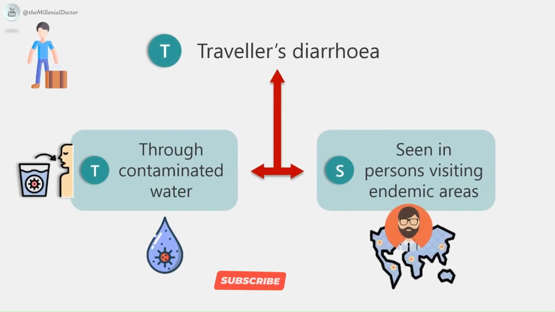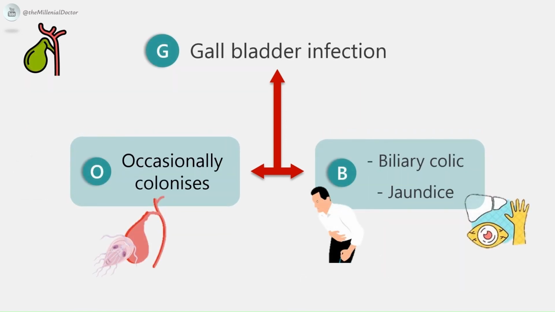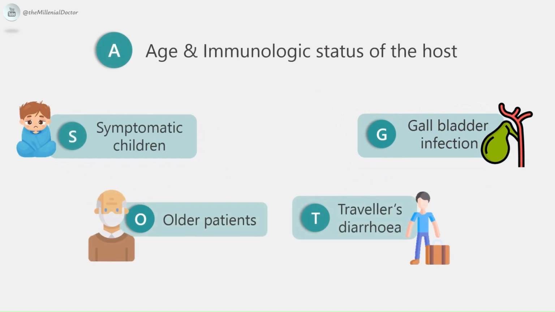Next, the traveler's diarrhea. This occurs through contaminated water and is frequently seen in persons visiting endemic areas. Then, the gallbladder infection. Occasionally, Giardia may colonize the gallbladder, producing biliary colic and jaundice. So, these are the clinical features.